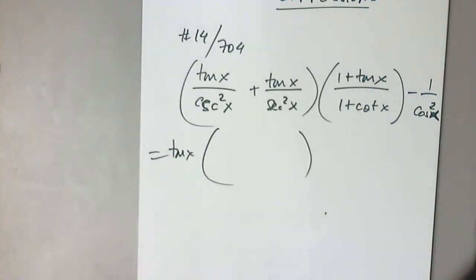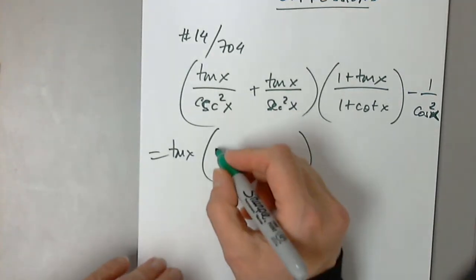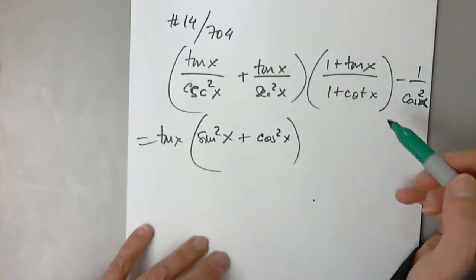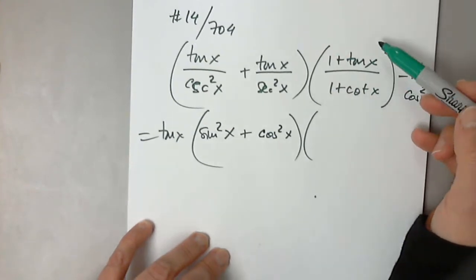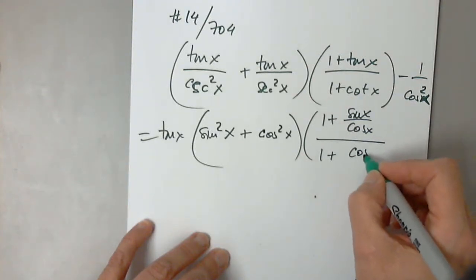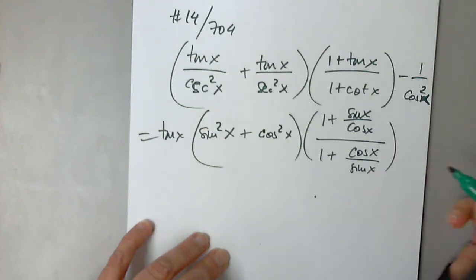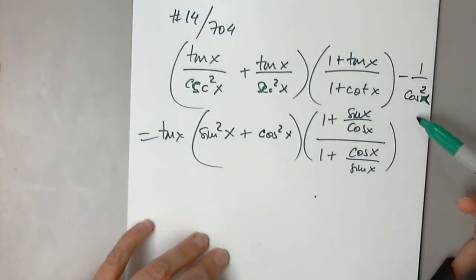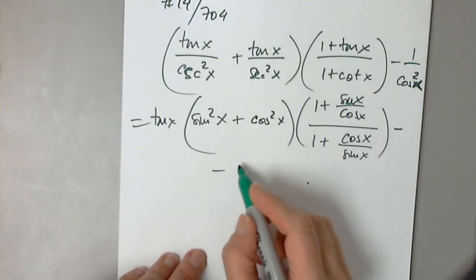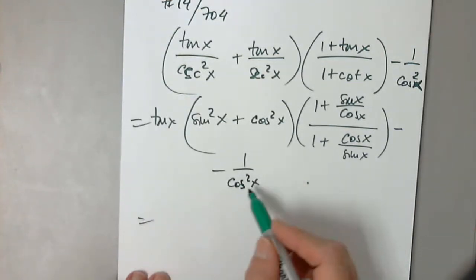And now, careful, let's discuss this. What is left? What is 1 over cosecant squared? Sine squared, excellent. What is 1 over secant squared? We're on the right track. So this is sine squared plus cosine squared. Very nice. This, of course, I'm going to try to make it simple. 1 plus sine x over cosine x, and 1 plus cosine x over sine x. You could say, why don't you change tangent into cotangent? That's very possible. I don't disagree if you say that. So then minus, I'm going to keep that for now as 1 over cosine squared. And let's see what happens next.